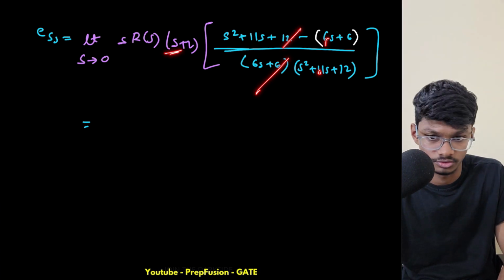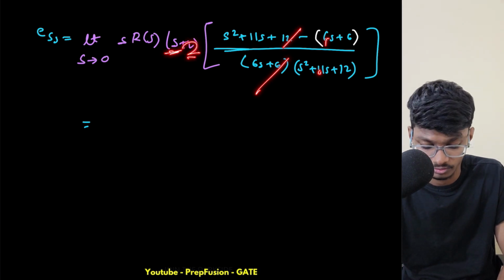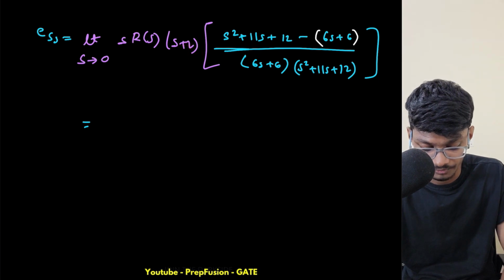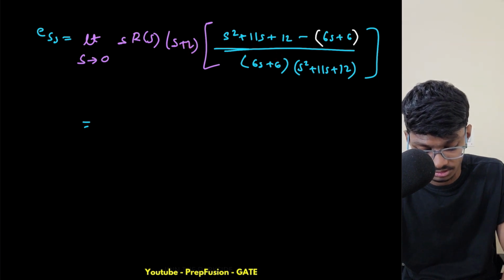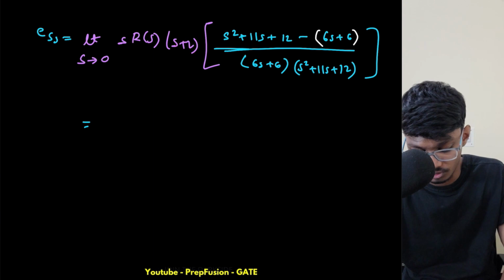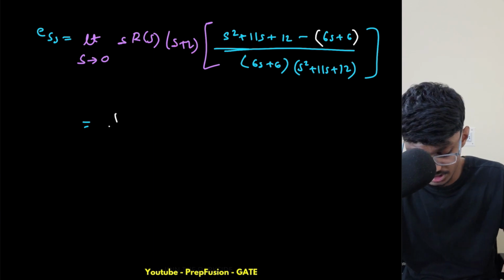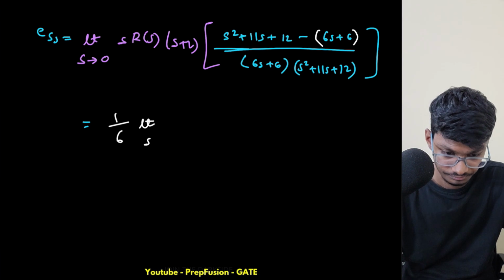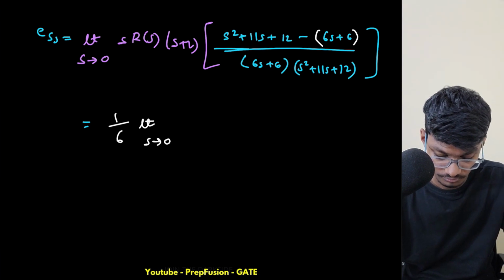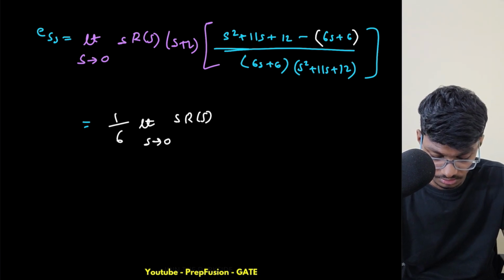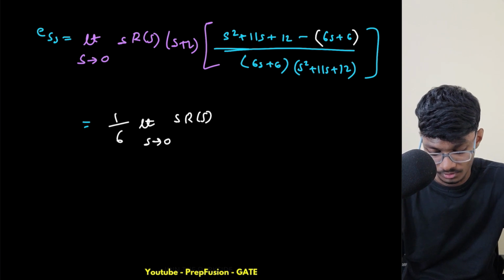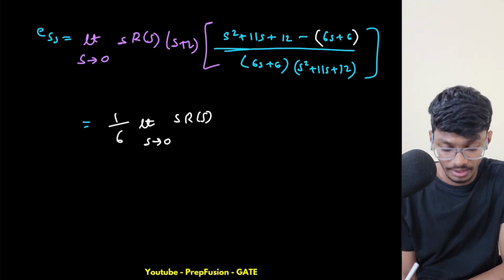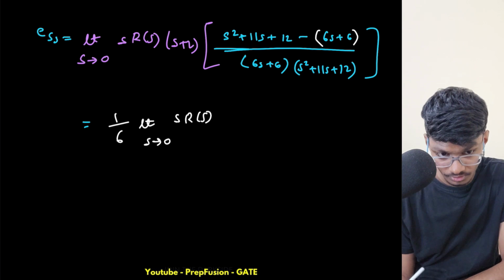And this one, if I also put 0, so this one will go to 2. So if this one goes to 2, then this 6 cancels. So 1 by 12 to 1 by 6. So basically my final expression will be 1 by 6 into limit s tending to 0 of s R of s. So this is what my final expression will be.